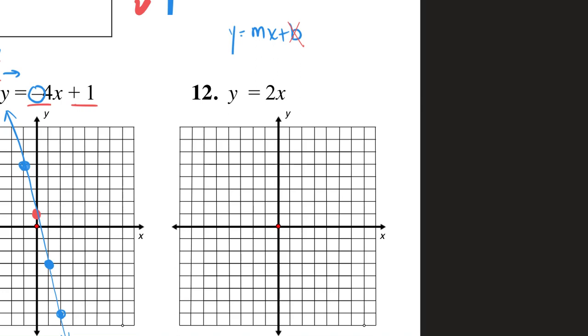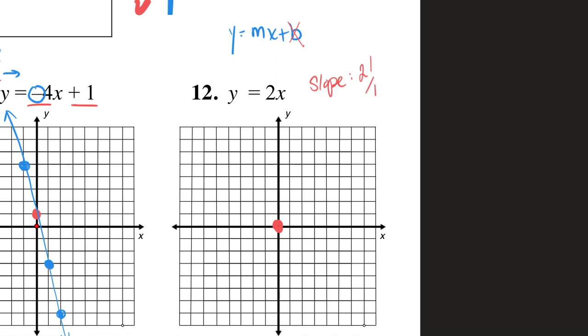So if you remember, you can go ahead and do this, just to visualize what's going on. If you don't have anything, that means it goes through the origin. It's the same thing as saying plus 0, and then it goes through the origin, but you don't have to do that. And then our slope is 2. Now, it's a whole number, so let's make it 2 over 1.